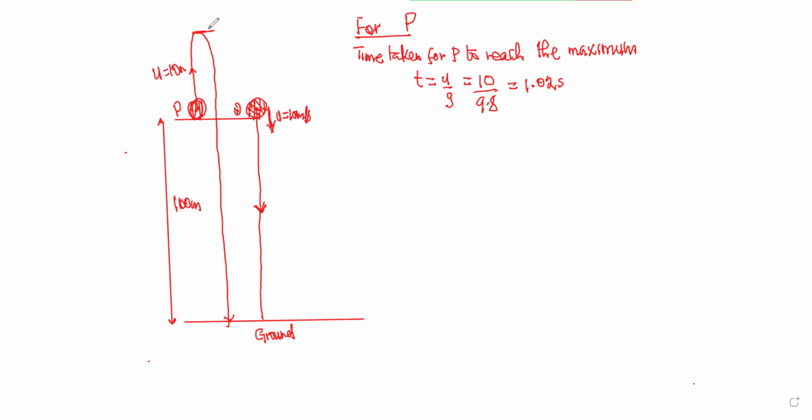Then from the maximum height to the ground, we will need the maximum height traveled, and that will be H equal to U squared over 2G. So 10 squared divided by 2 times 9.8.